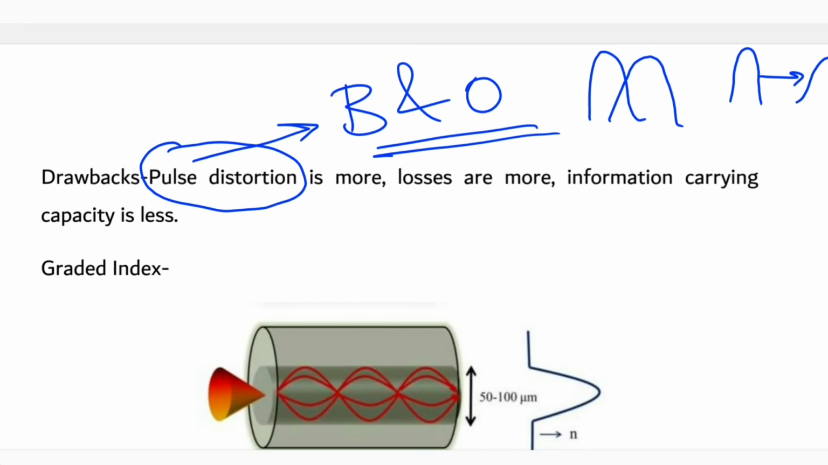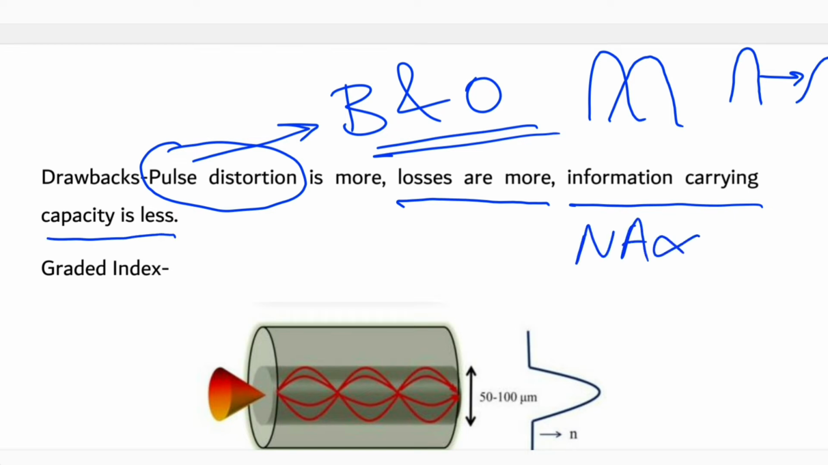In step index fiber, we observe more losses and the information carrying capacity is less. As I said, the numerical aperture is inversely proportional to the bandwidth. So if the NA is more, the bandwidth is less.